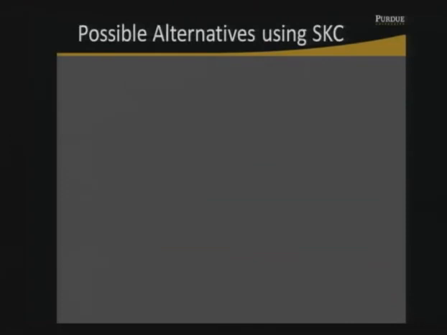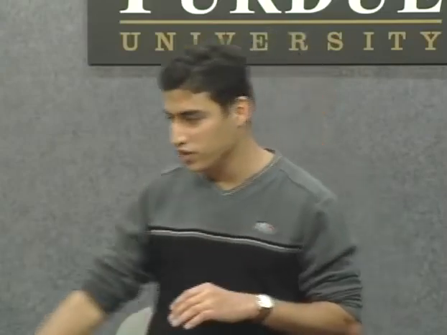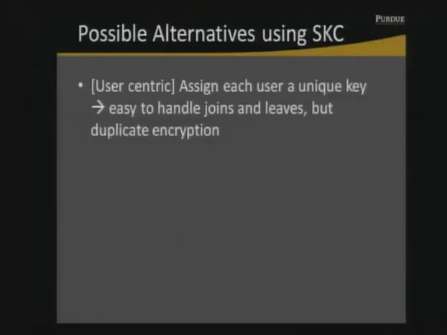So I must warn you that a straightforward use of symmetric key cryptography is also going to have limitations. For example, if you use the user-centric way where you give each user a unique symmetric key and use that in your system, that's also going to create limitations. For example, this one will efficiently handle user joins and leaves. When a user is laid off, it doesn't affect other users because each and everyone has a unique key.